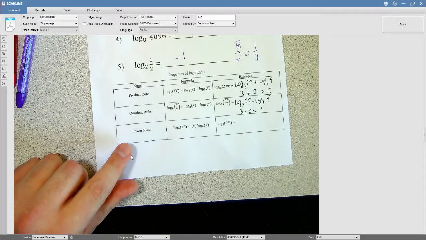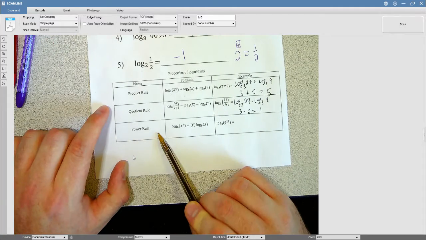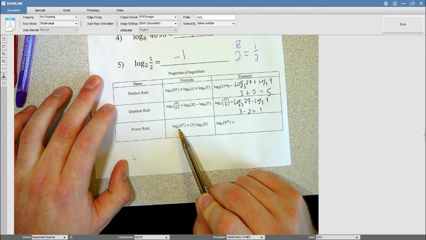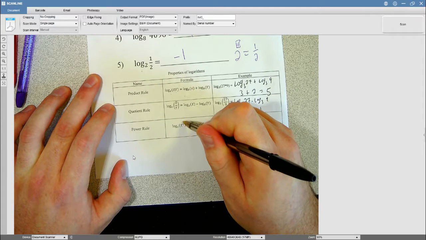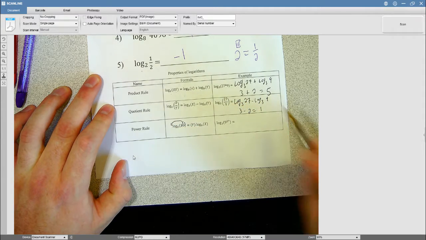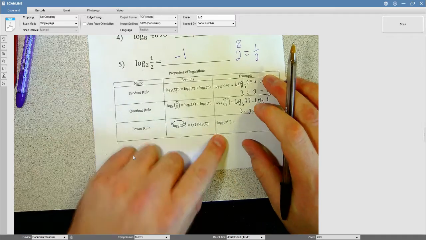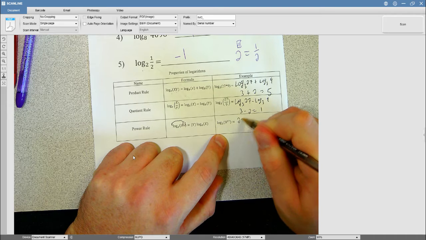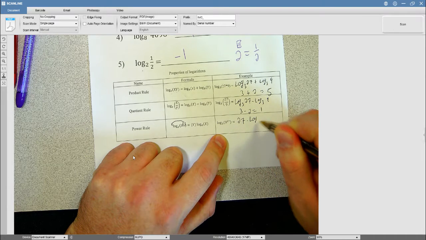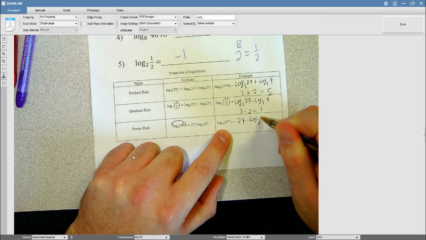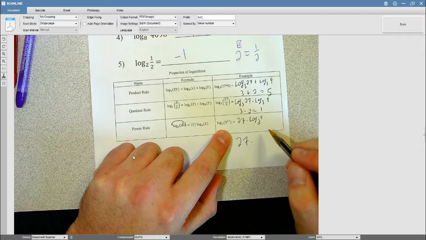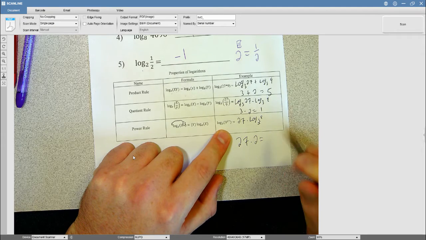And the final property I'll be discussing today is the power rule. That simply says that if we have log base b of x to the y, this y gets to hop out in front: y times log base b of x. So log base 3 of 9 to the 27th power just becomes 27 times log base 3 of 9. Now log base 3 of 9, that's just our friend 2. And 27 times 2 is 54.